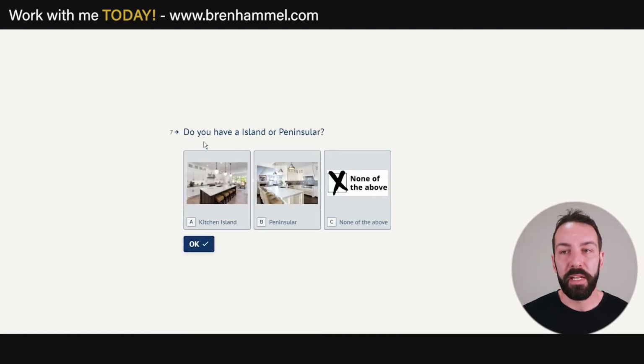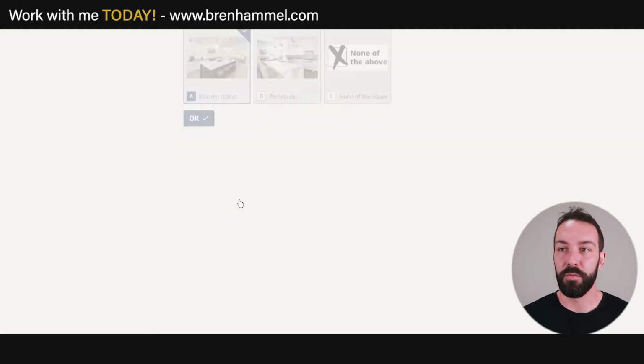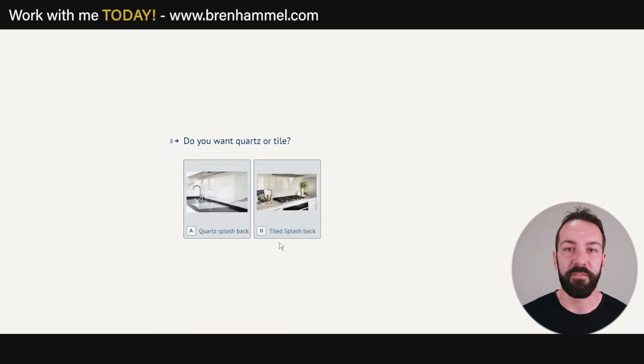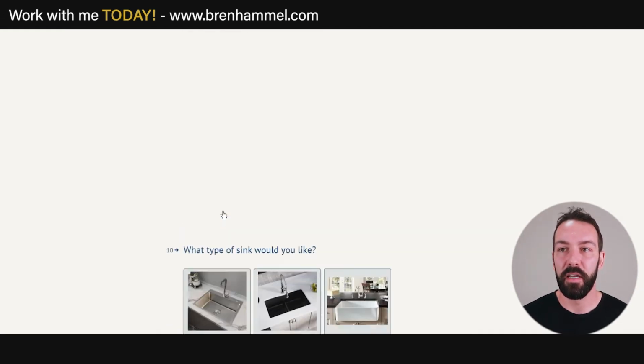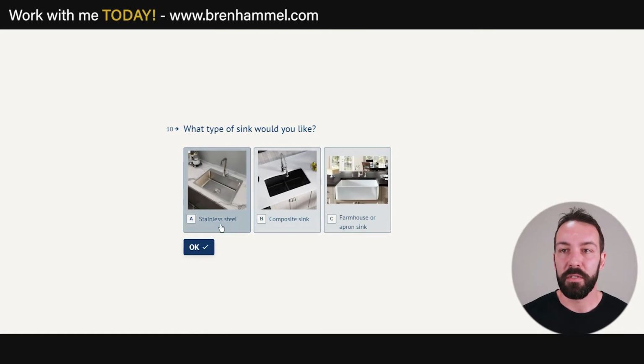Do you have an island or a peninsula? So we have an island, so we'll go with that. There's also the option if we don't have an island or anything like that. Do you want quartz or tile? Again, going into the qualification element, how many sinks? We'll have one sink. And what type of sink do we want? Stainless steel. We've got the visual element again. So this is all just factoring in the calculations of what it's going to cost to develop this estimation for this type of kitchen that the prospect's looking for.